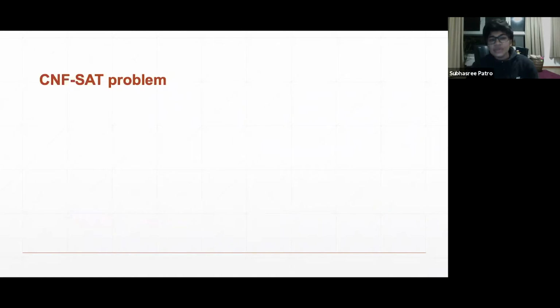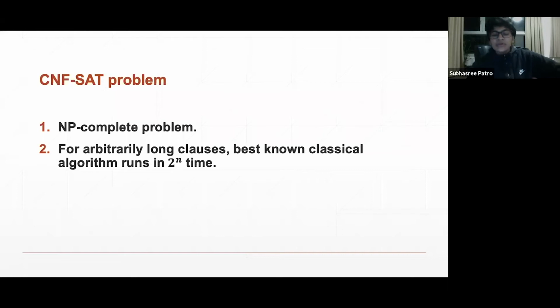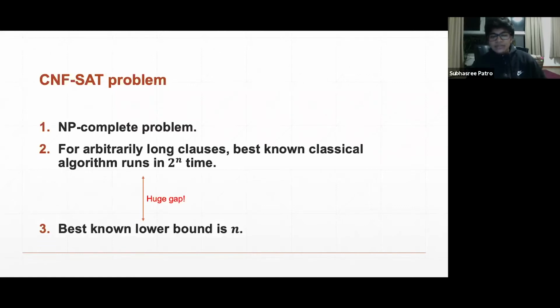Now, what do we know about the CNF SAT problem? We know that it's an NP complete problem. So a polynomial time algorithm, and I mean here a classical algorithm, is highly unlikely for this problem. What else do we know? We know that when the clause length is not bounded, the best known classical algorithm takes 2 power n time. And the best known lower bound for this problem is n. So there's a huge gap between the known lower bound and the known upper bound.